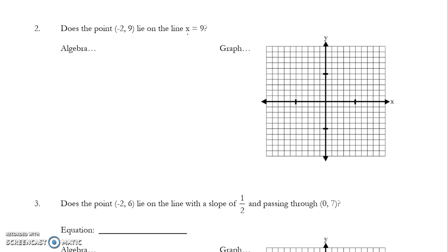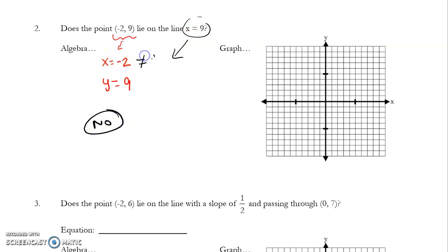But if I have x equals 9, I should be able to know algebraically pretty quick. What's x equal in this ordered pair? Well, in this ordered pair, I'm saying that x is equal to negative 2, and that y is equal to 9. I'm checking to see if x equals 9. No, it doesn't. x is equal to negative 2. That's not equal to 9. So this should not be on my actual graph.